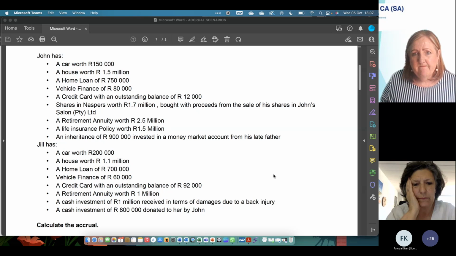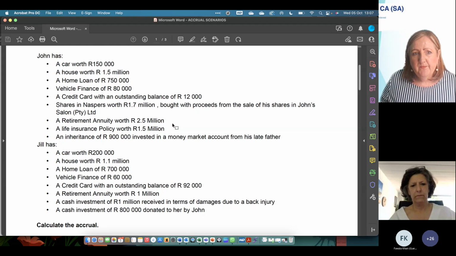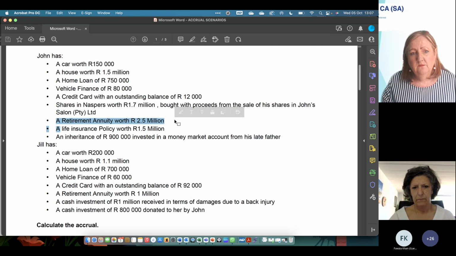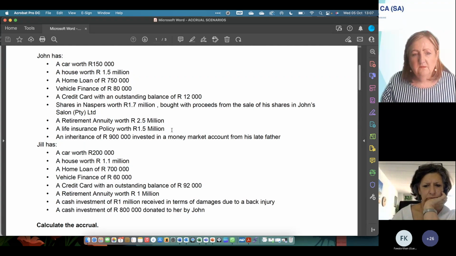Firstly, just a big caveat, the retirement annuity. I know if we're being very, very clever, we would say we first have to have it actuarially calculated, and we have to take into account the tax, etc., etc. But for purposes of today, that's not going to be the argument that we're going to follow. We're just going to assume it's worth 2.5 bar for purposes of the accrual. Am I correct, Stella? I hope I'm not talking nonsense.